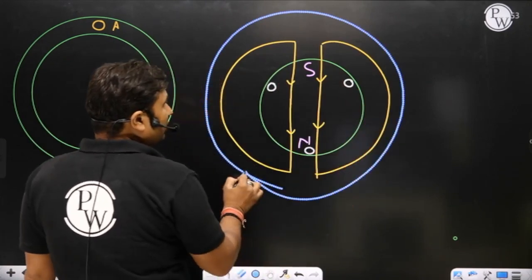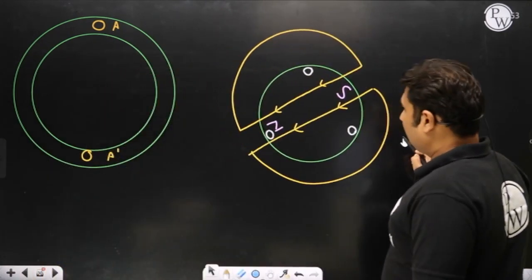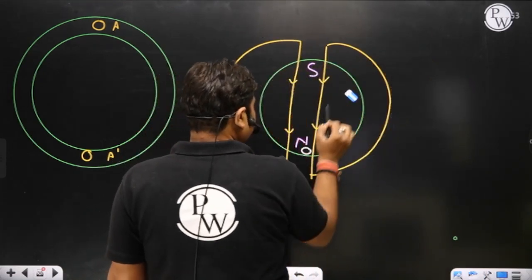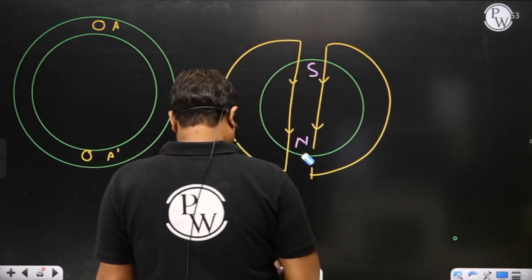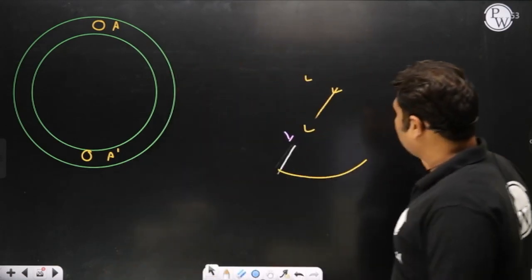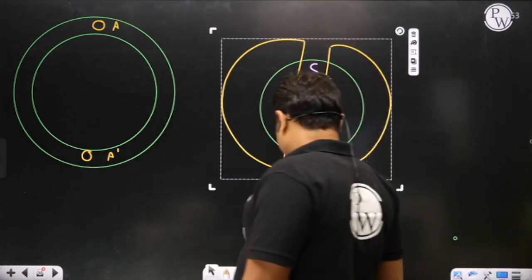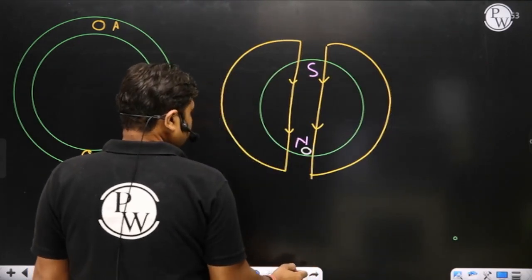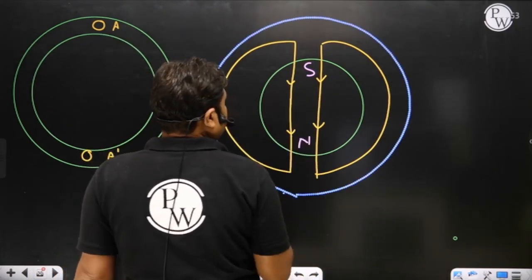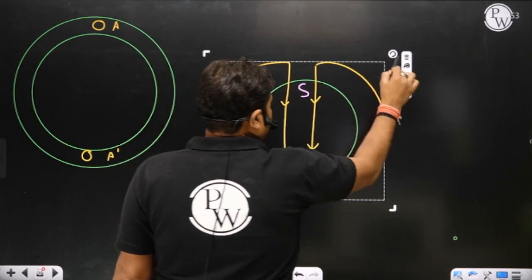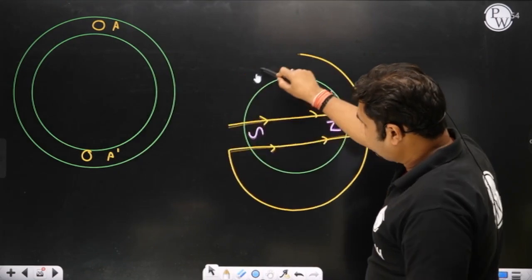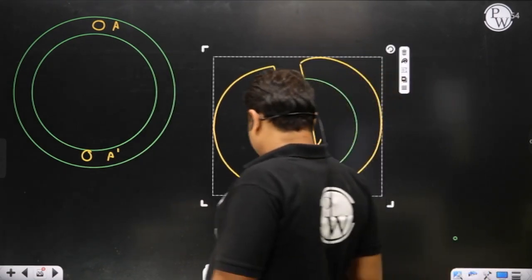This rotating magnetic field rotates on the rotor surface. The rotor surface is not rotating. Only the field is rotating on the rotor surface. Is it okay? So the rotating magnetic field is rotating on the rotor surface, and the rotor surface is not rotating.